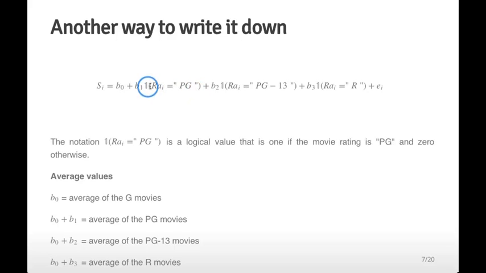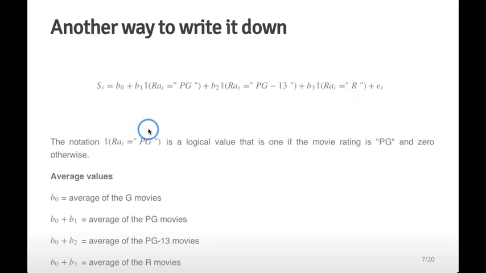This indicator is sometimes called a dummy variable. It's a dummy because it's standing in for a logical variable that says, if for the ith movie the rating is PG, this variable is equal to 1. If the ith movie has a rating that's not equal to PG, this variable is equal to 0. The same thing for this one: if the movie is PG-13, this variable is equal to 1. If the movie is not PG-13, it's equal to 0. And the same thing for an R rating here.